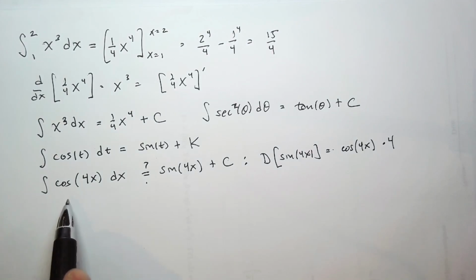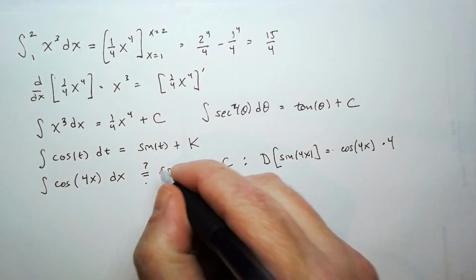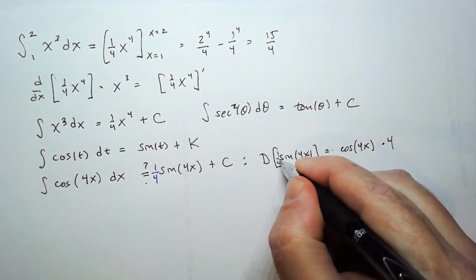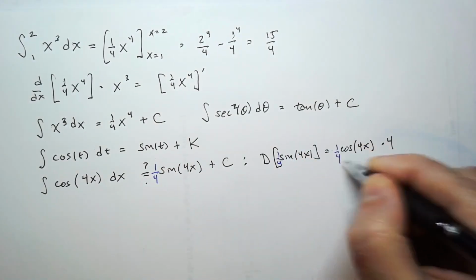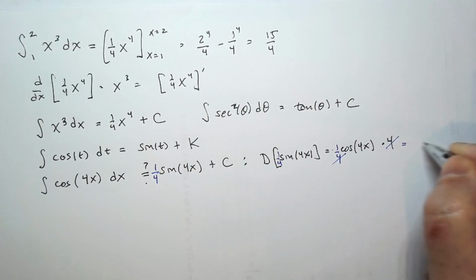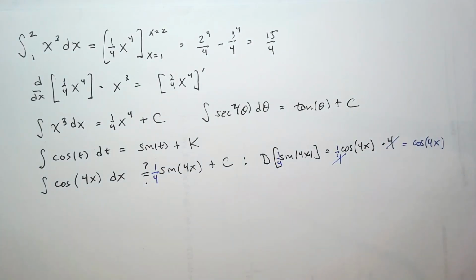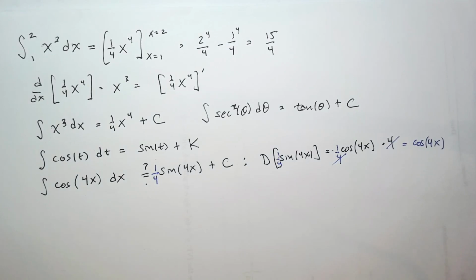So I might think of adjusting my guess here. My guess is 4 times as big as it should be, so let me divide that by 4, multiply it by 1/4. Now when I check my answer, I get cosine of 4x, which is exactly what I want. Notice when we check the answer here, we use the chain rule.